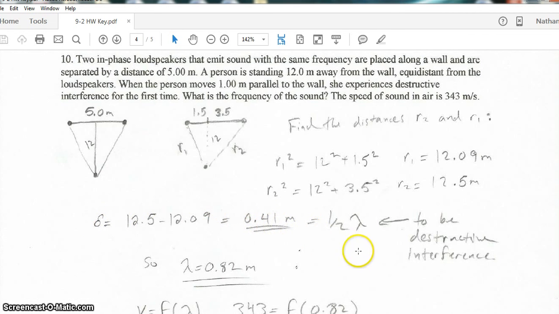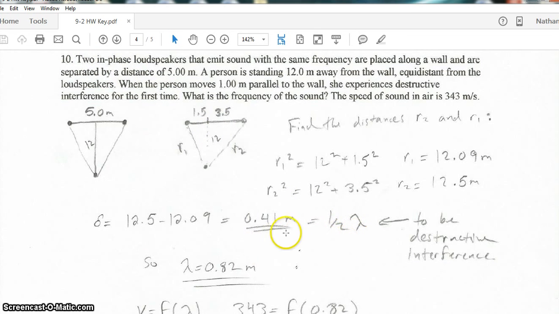So conceptually, all you have to realize is if we're hearing destructive interference, if she's not hearing a sound at that location, it's because the waves are offset by half of a wavelength. Since they were originally in phase, the only way they destructively interfere is if they're offset by half of a wavelength, right?